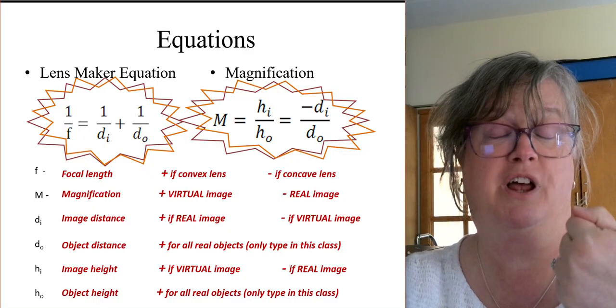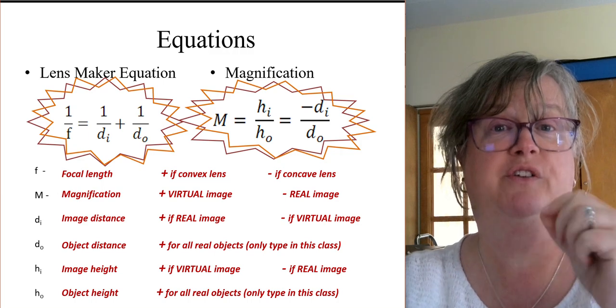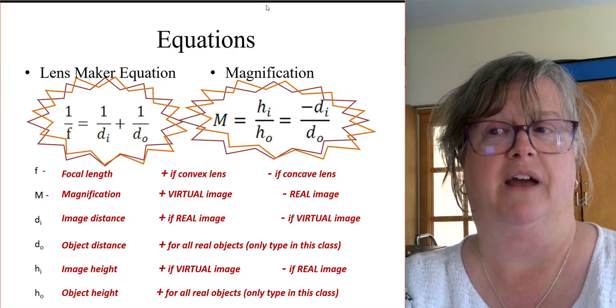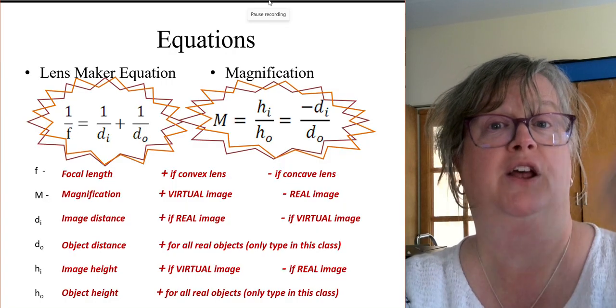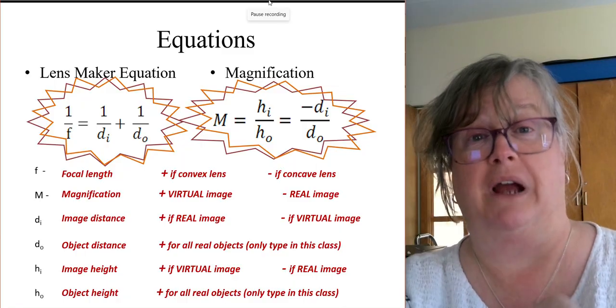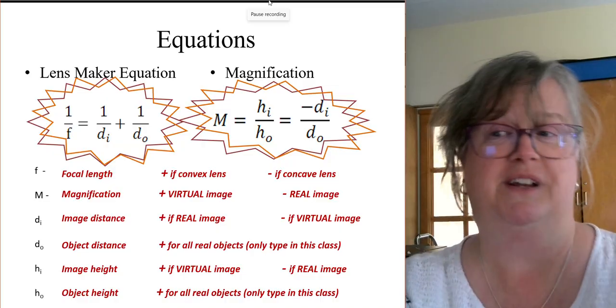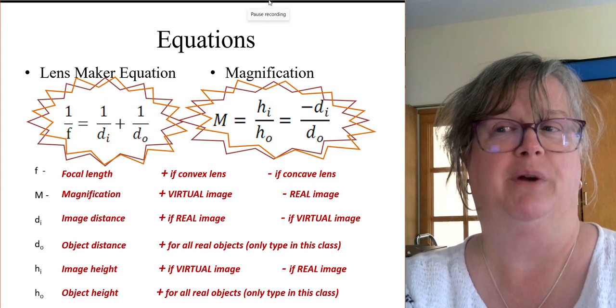Remember, we're going to draw the objects using an arrow to depict whatever it is that we're trying to see through the lens. You can practice these equations with problems on your own, but just giving you the rundown of what everything means.